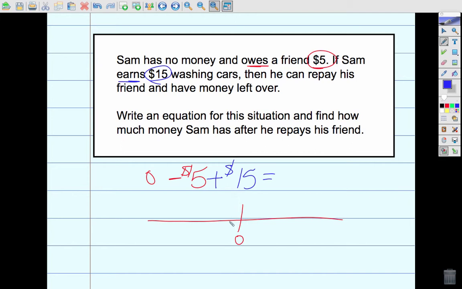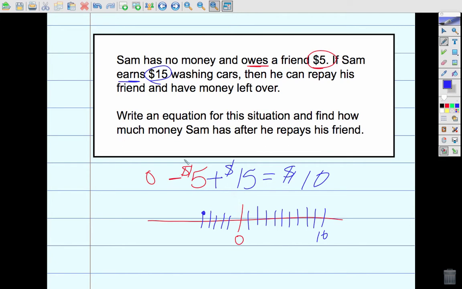So if we start here and use our number line, he started with 0. He then had to give away $5 of it, 1, 2, 3, 4, 5. And then he gained 15. So I'm going to go 15 to the right, 1, 2, 3, 4, 5, 6, 7, 8, 9, 10, 11, 12, 13, 14, 15. So if I add 15 to -5, my total number that I am going to have left is $10.